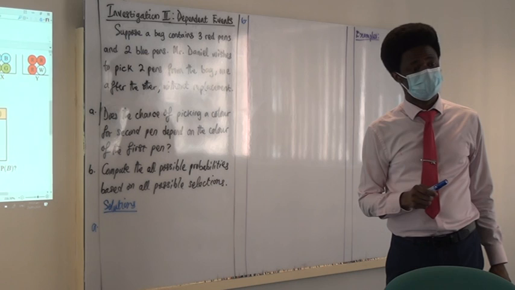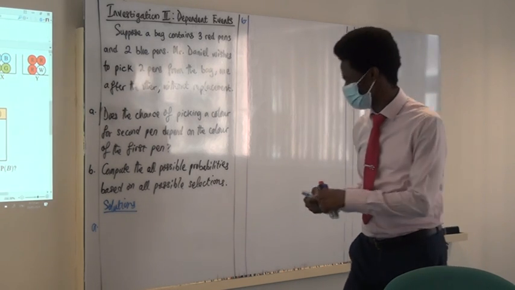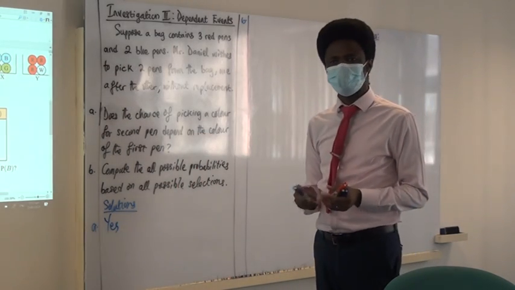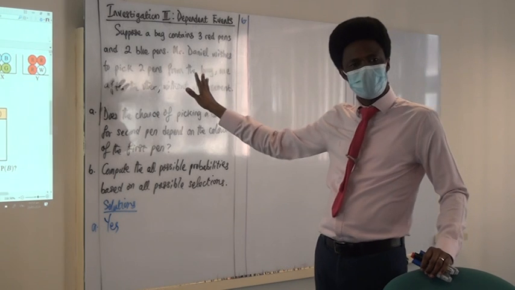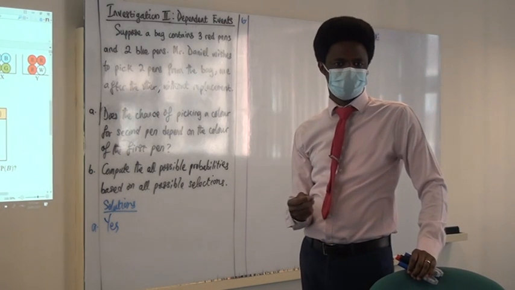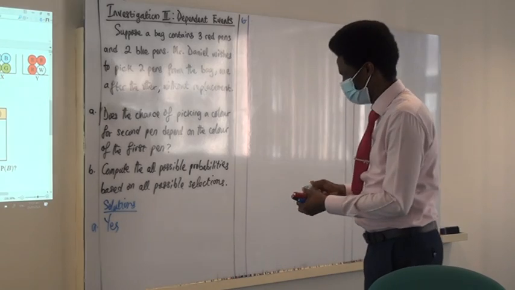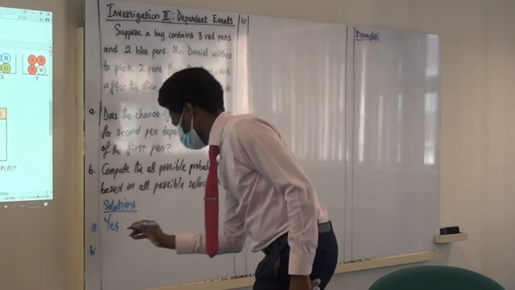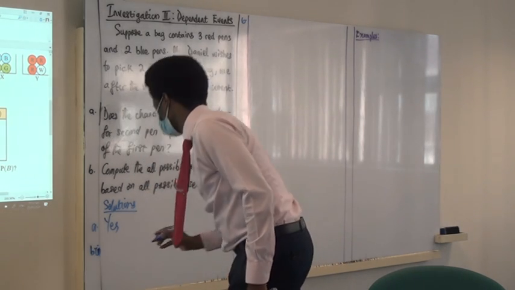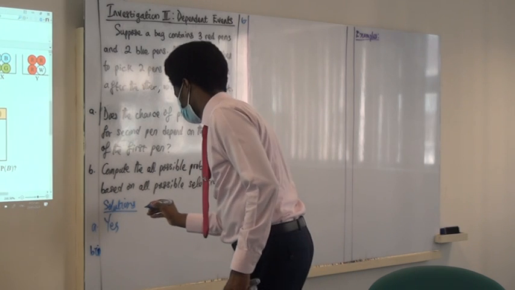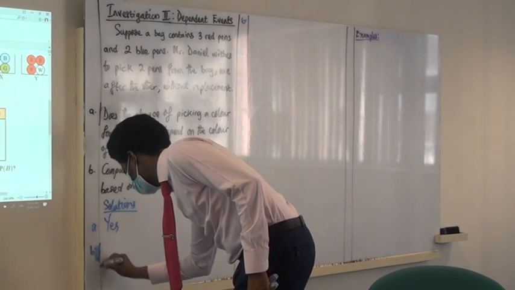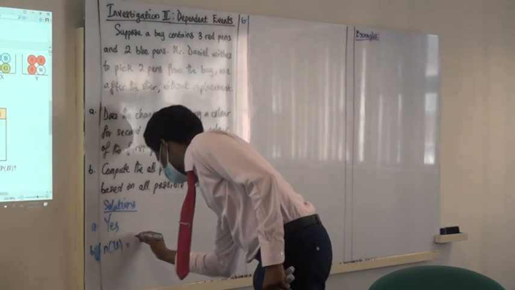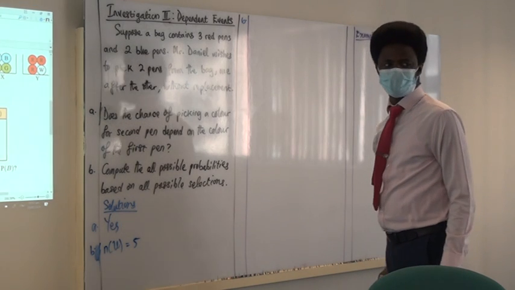Karen? Yes, of course. It does. Okay, that's one part. So this is to establish that in this case we have dependent events. So let's see the possible scenarios. If you are to pick 2 pens, one after the other without replacement, of course we know that the total is 5. Everything is 5.